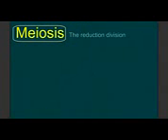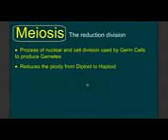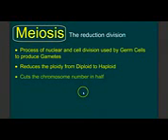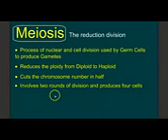So we need another process, meiosis, the reduction division. To preview, meiosis is a process of nuclear division and cell division used by germ cells to produce gametes. It reduces the ploidy from diploid to haploid, cutting the chromosome number in half. It involves 2 rounds of division and produces 4 gametes. Let's take a closer look at these germ cells that we're going to use for meiosis.